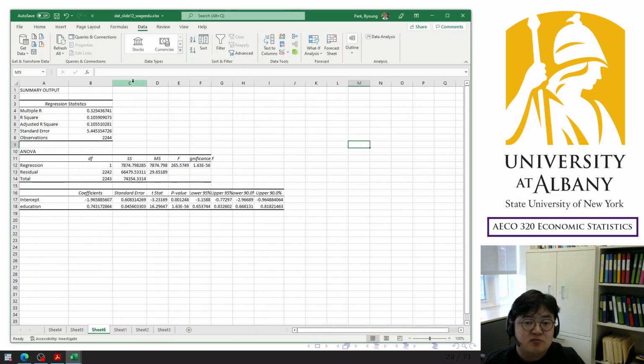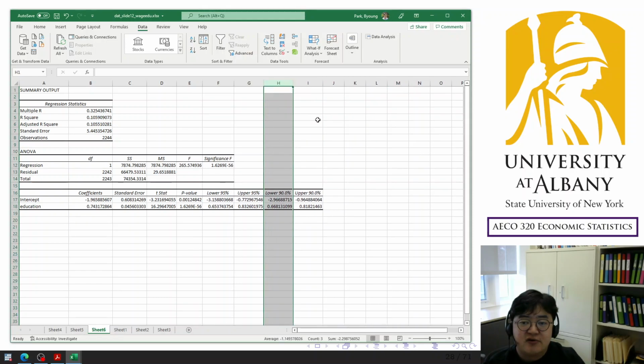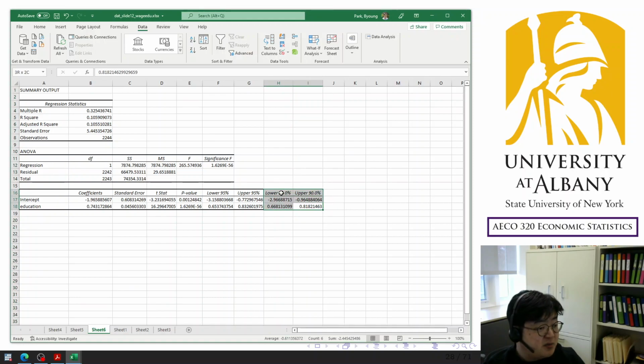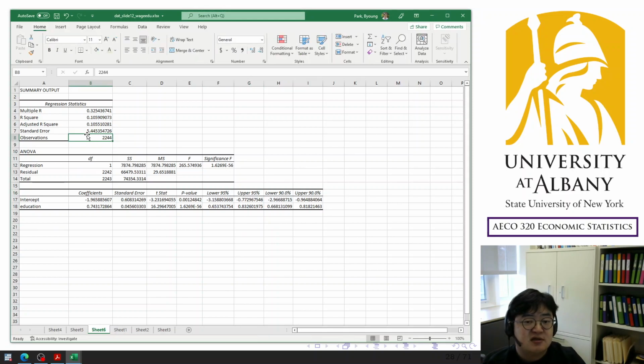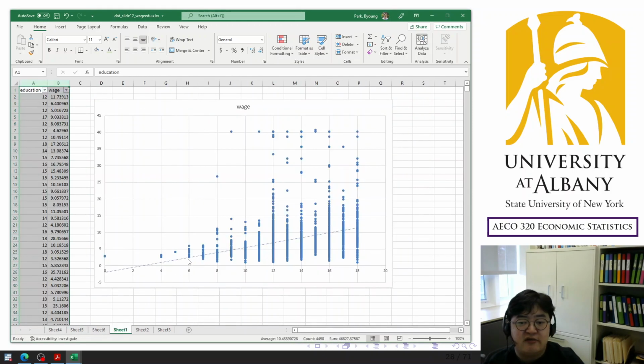Okay, so pretty much the same table, but we have different numbers. First, you can see we also have the 90% confidence interval and the 95% confidence interval too. The number of observations is 2,244. And then point estimates and standard errors. What is interesting here is the intercept is a negative number, right? You could also see that from this trend line. If you extend the trend line, it goes below 0 at the intercept, so it is negative.